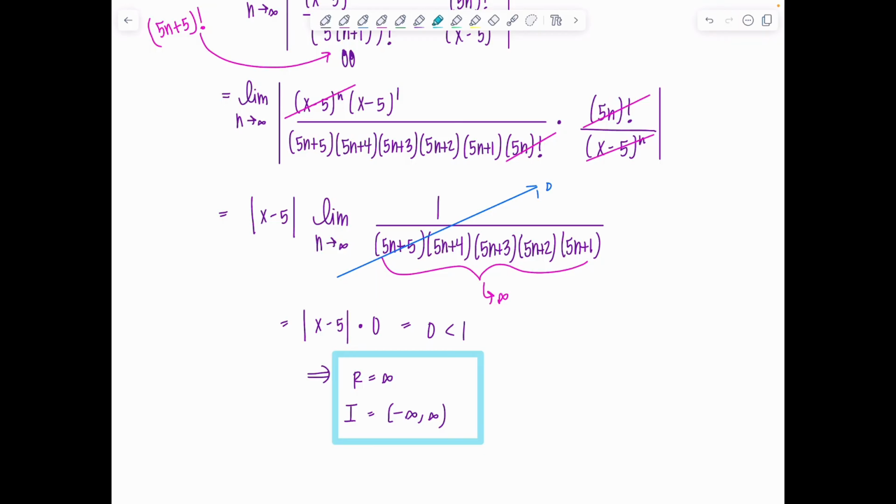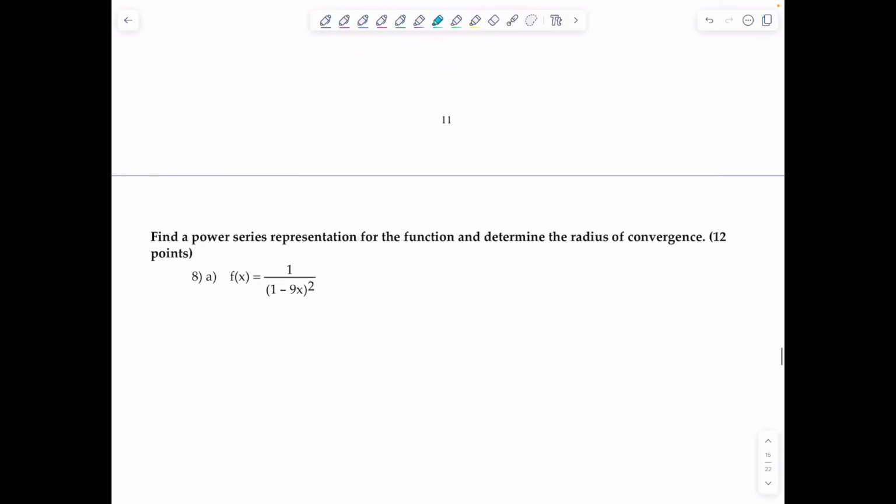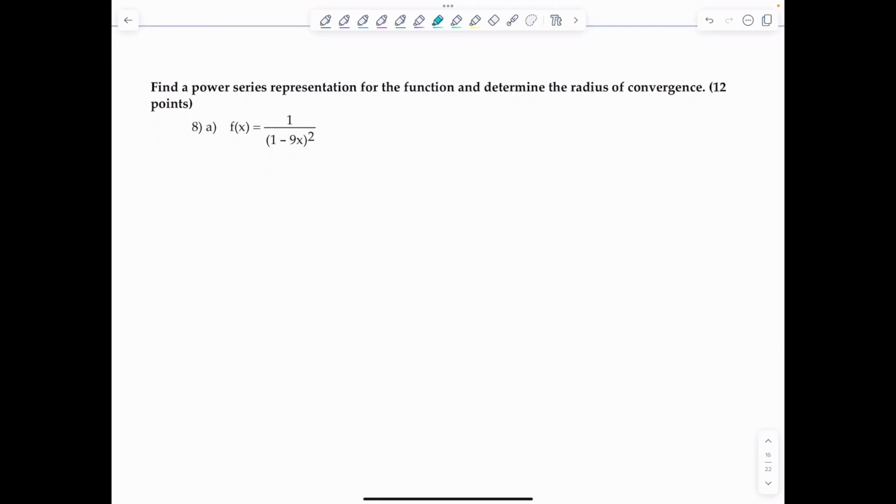Okay, Taylor and Maclaurin series, but before then, one more thing with power series. Find a power series representation for the function and determine the radius of convergence. If you haven't watched my power series made easy video, please do. It will change your life. I'm not being dramatic. Read some of the comments on that video. They warm my heart.